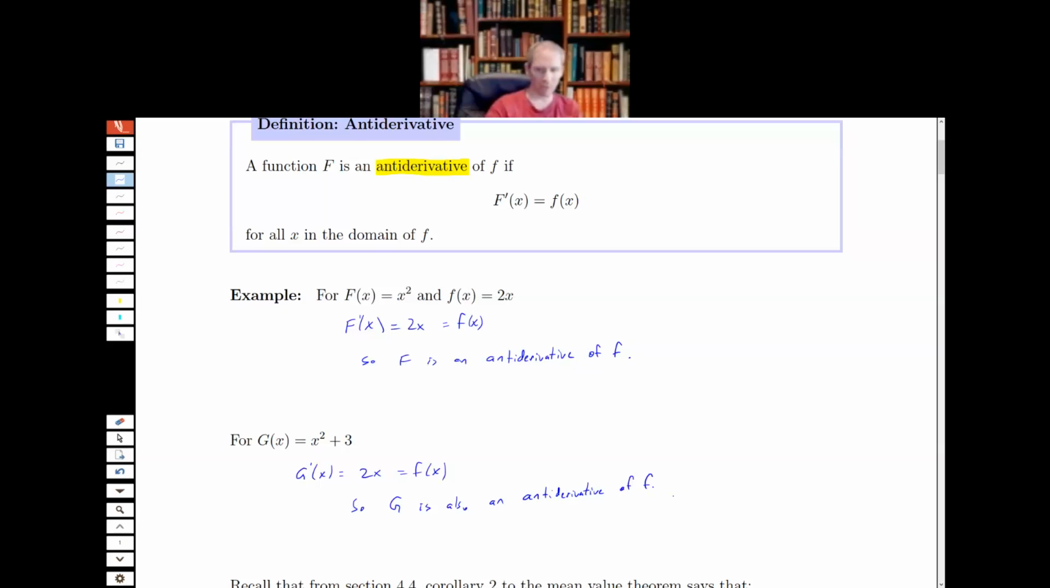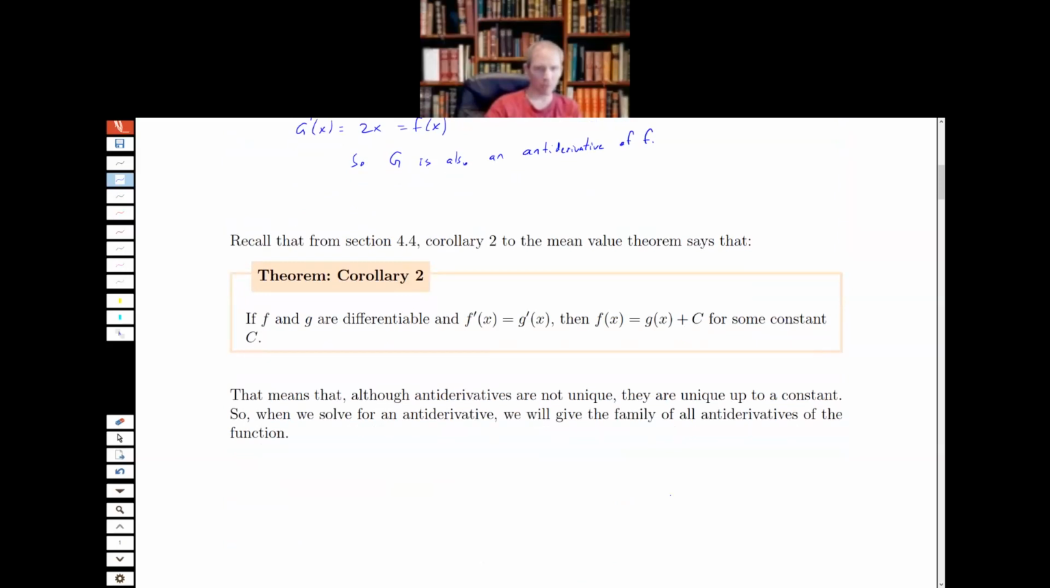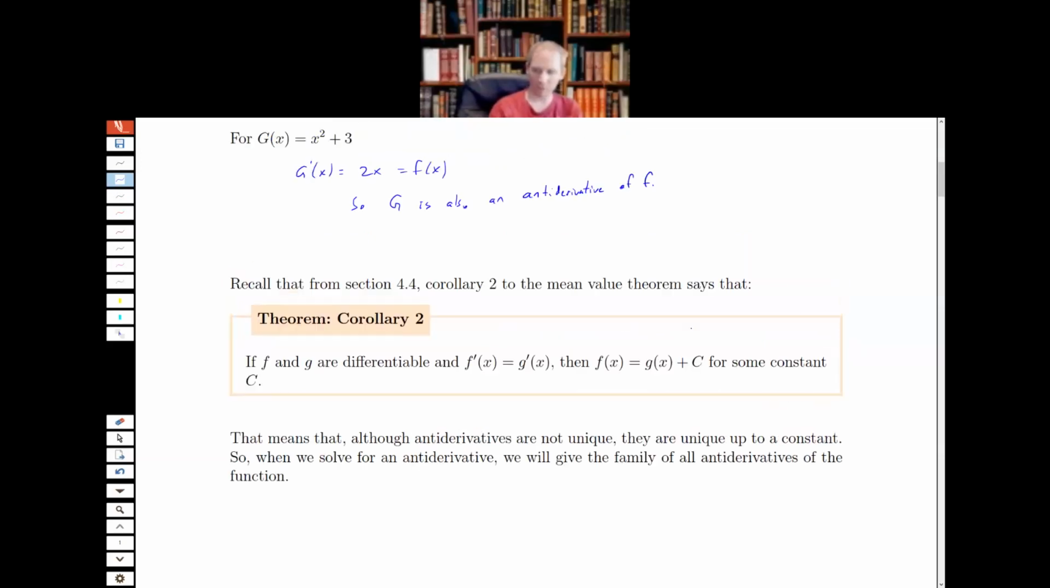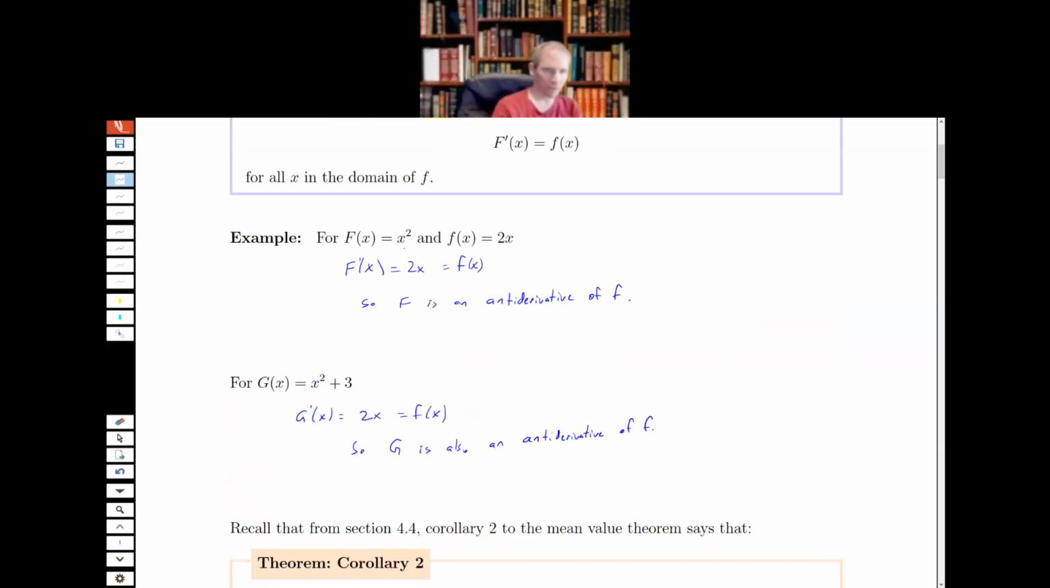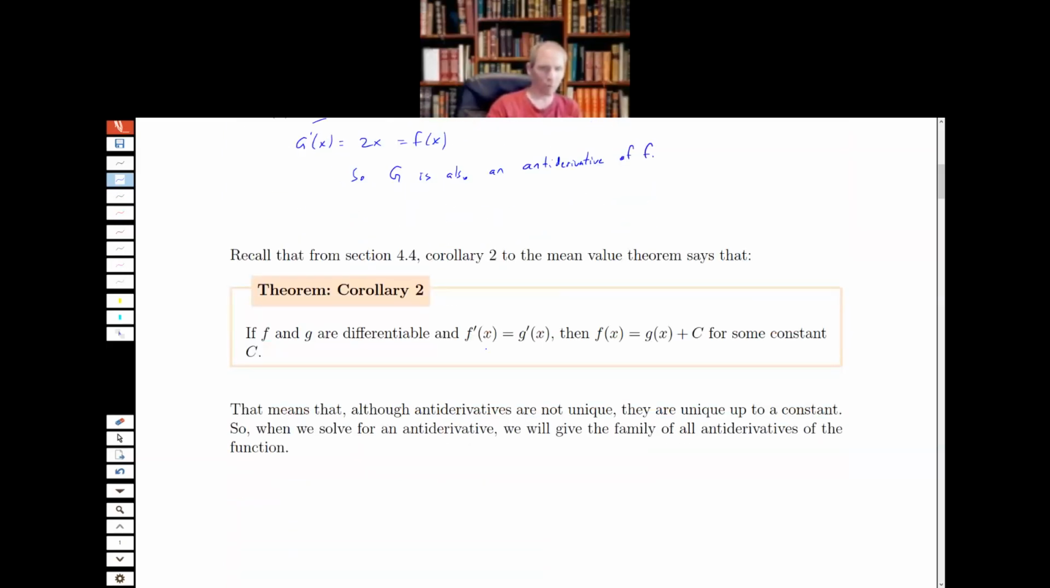But we have some machinery to help us deal with this, to figure out what's going on. And if we go back to section 4.4, that was the section on the mean value theorem, and corollary 2 to the mean value theorem said that if I have these two differentiable functions and their derivatives match, then the functions are the same up to a constant, right? F of x is G of x plus some constant. Okay, and you can see that back here, right? I had x squared, and I had basically the same function, but just with a constant added. Okay. So although antiderivatives are not exactly unique, they are unique up to a constant.